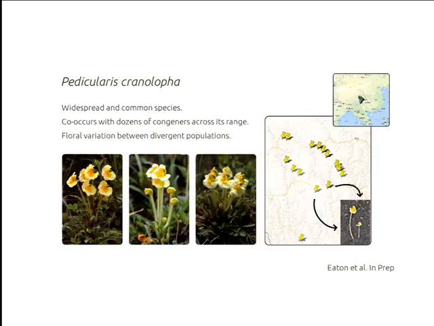And across this range, we find a huge amount of floral variation within the species, which is part of the reason that we chose it. So you can see between these two neighboring populations, we have about a twofold difference in the length of the style of these flowers. So the variation within this species is really apparent.